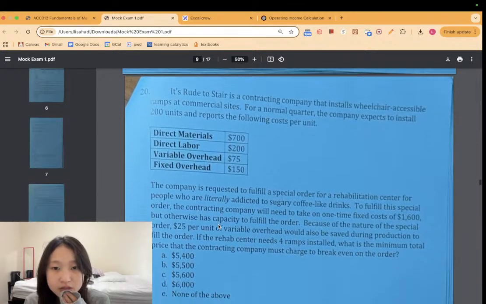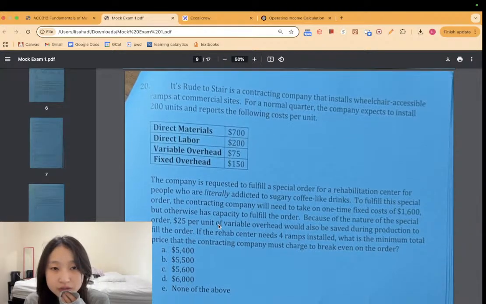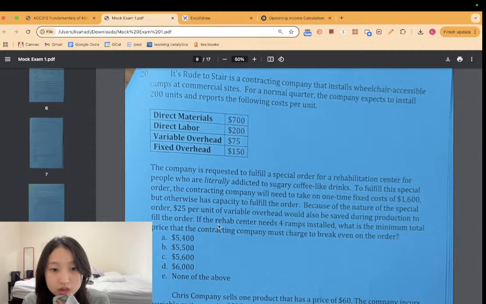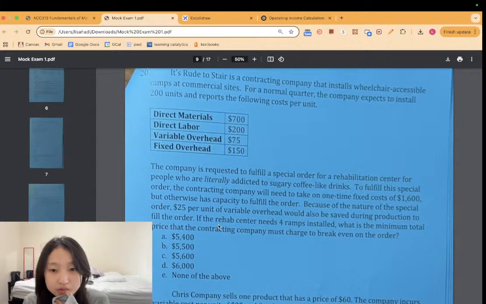Rochester is a contracting company that installs wheelchair accessible ramps at commercial sites. For a normal quarter, the company expects to install 200 units. The company is requested to fulfill a special order. To fulfill the special order, they need to take on a one-time fixed cost of $1,600, but otherwise has the capacity. Because of the nature, $25 of variable overhead will also be saved. If the rehab needs 4 ramps installed, what is the minimum total price?